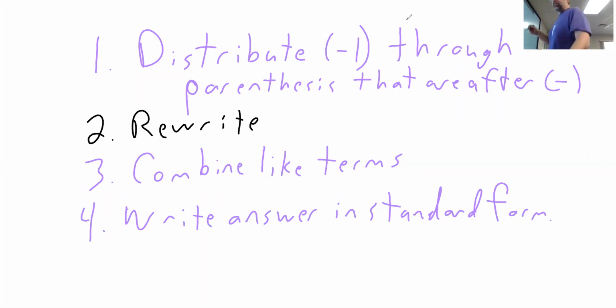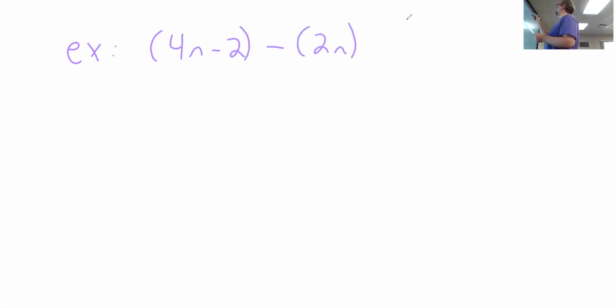For example, we've got 4n minus 2 minus 2n. All right, so we're talking about distributing the negative sign. Here's the negative sign right there. We don't see a 1 in front, so we don't do anything to the front one. But we do see the negative sign back here, so we're going to distribute that negative sign throughout. And remember, when there's not a number, you can assume it's a 1.